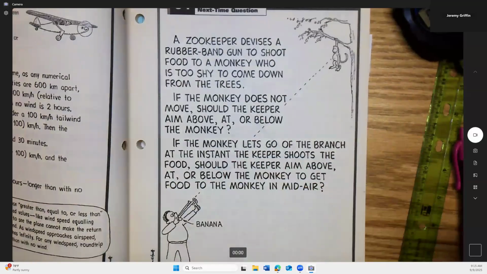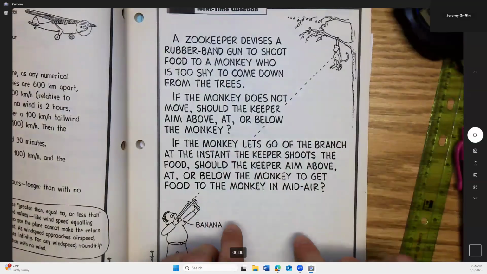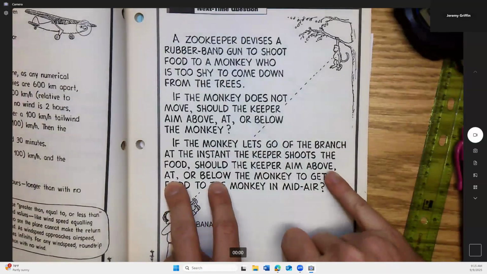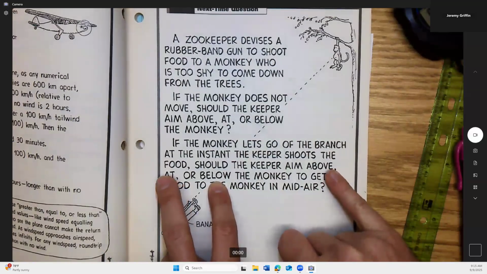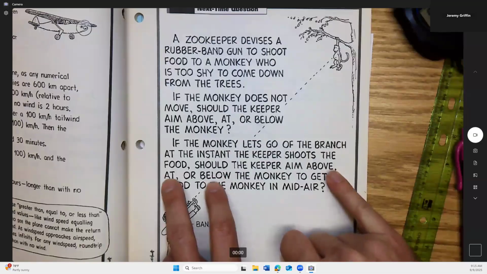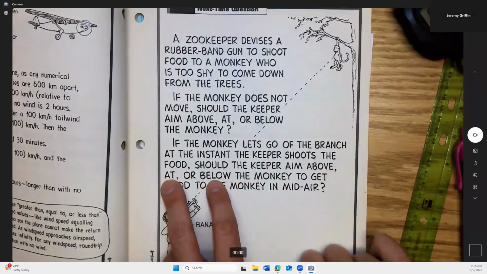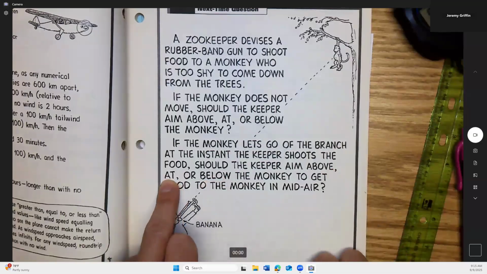Alright, let's see what you guys came up with. So here's your three options: above, at, or below. Show of hands. How many say he should still aim above the monkey? Who says he should aim right at the monkey? Who says he should aim below the monkey? I think I saw most hands on at. It was pretty close to a 50-50 split between these two. But yes, he should aim at the monkey.